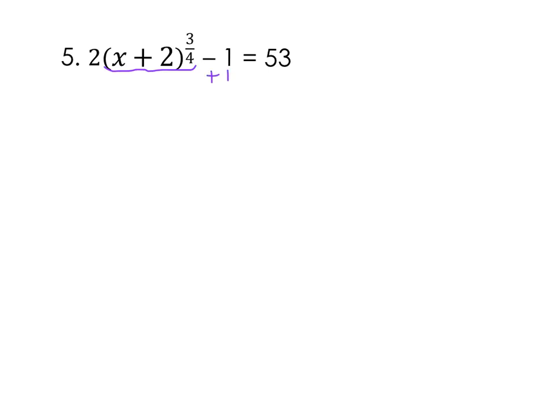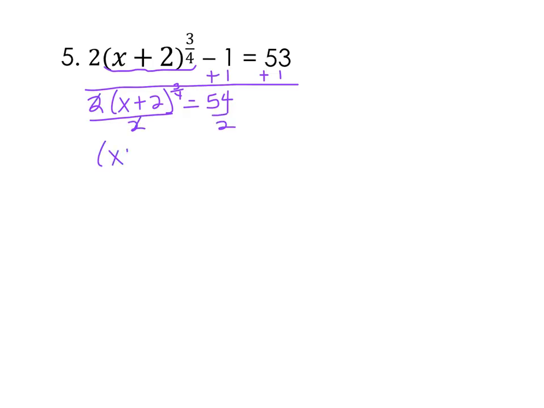That means we're going to add 1 to the other side. I still have that 2 out in front, and we're still raising it to the 3/4 power. On the right, 53 plus 1 is 54. Now that 2, kind of the closest thing that was to the parenthesis, we're going to get rid of. Divide each side. That gives us x plus 2 to the 3/4. We've isolated our base. And 54 divided by 2 is 27.